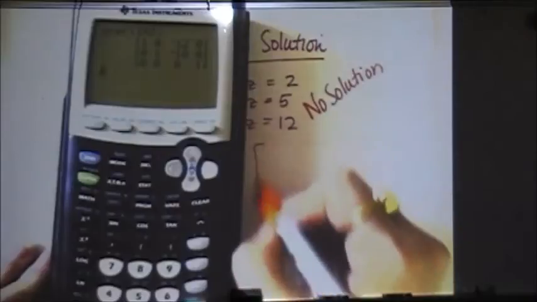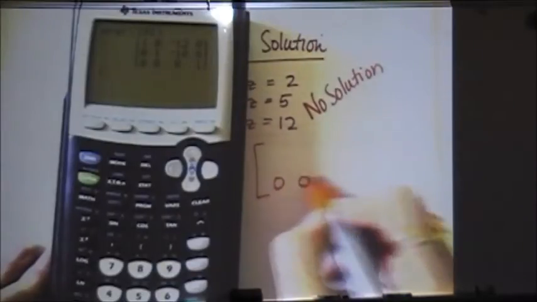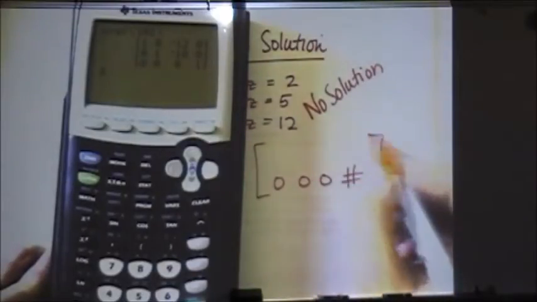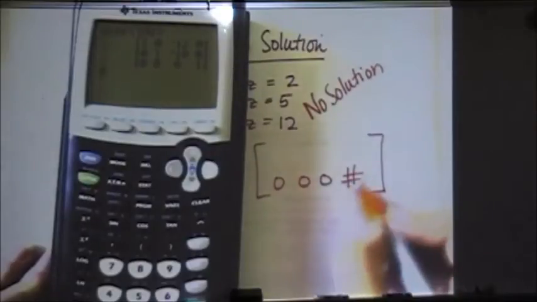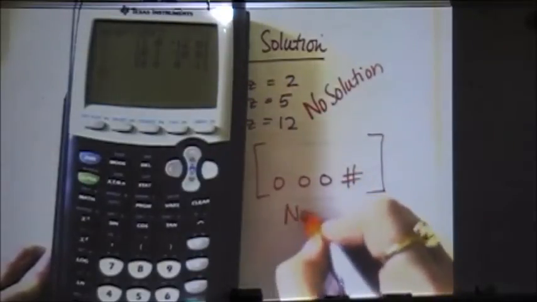Anytime you get a bottom row that is all zeros and then a number, it doesn't have to be a 1, but a number here in this column, it's always no solution.